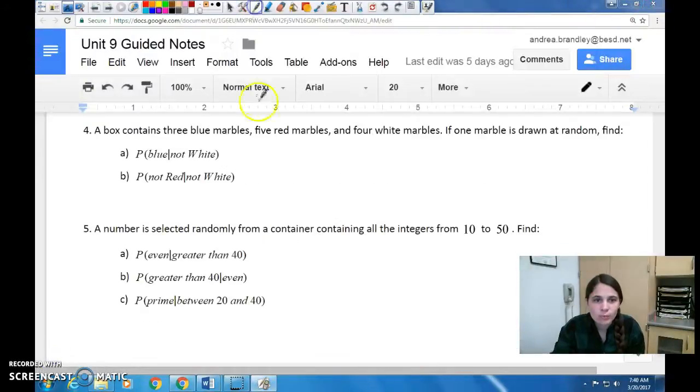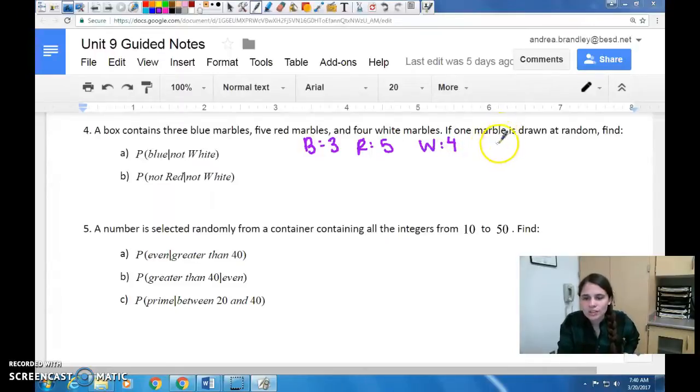All right, so this time we're given some information that's not in a frequency table. We're told we have 3 blue marbles, 5 red marbles, and 4 white marbles. If one marble is drawn at random, we're going to find these conditional probabilities. First, the probability that it's blue, given that it's not white. So we only care about the marbles that are not white, so we're going to ignore these and just look at these two.